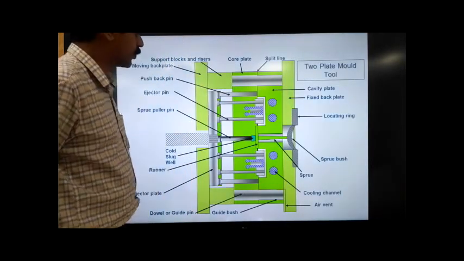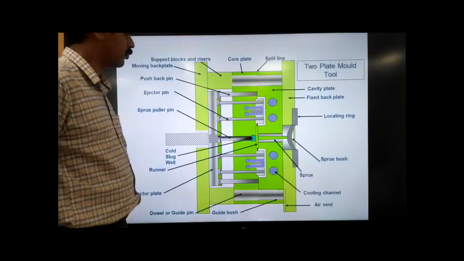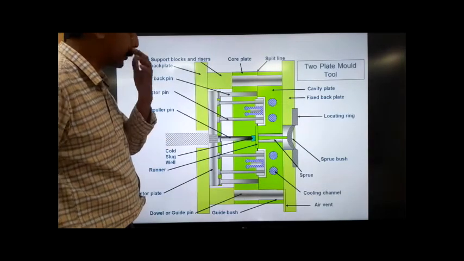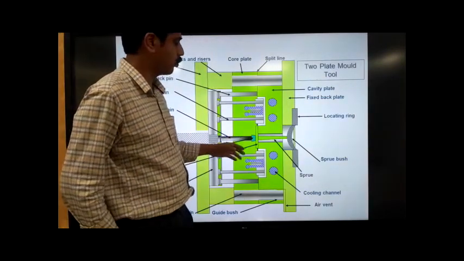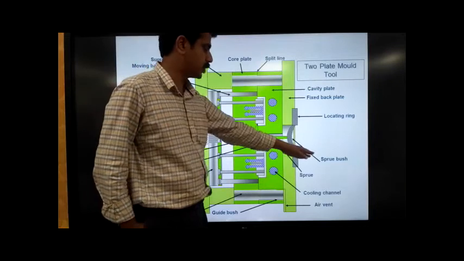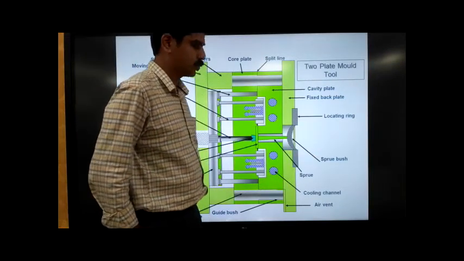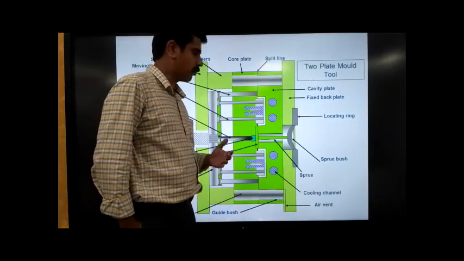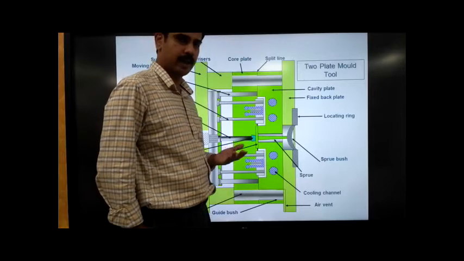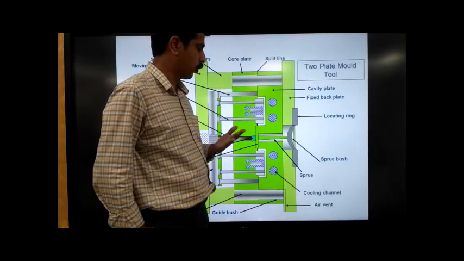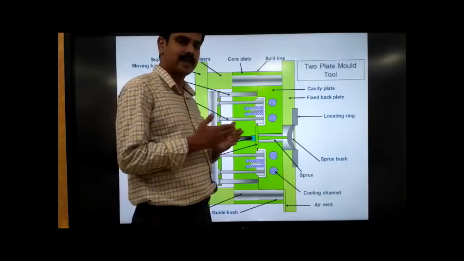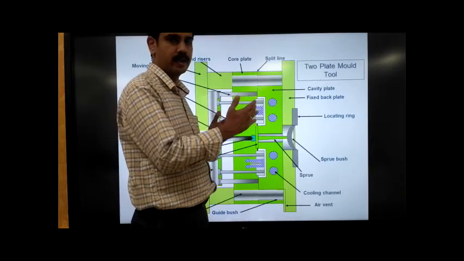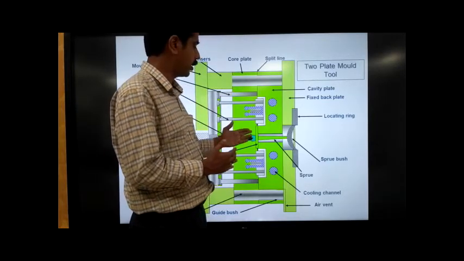Now coming back, when we look at the other side, two more things are very important, and they are being shown here. One is the sprue bush, and another is the sprue. The function of the sprue bush has already been explained. The function of the sprue is that it acts as the connecting channel between the injection region and the impression.